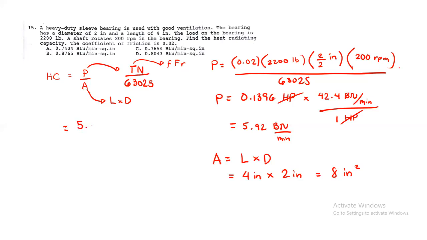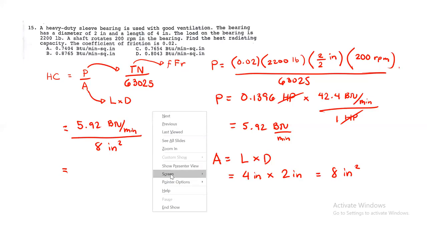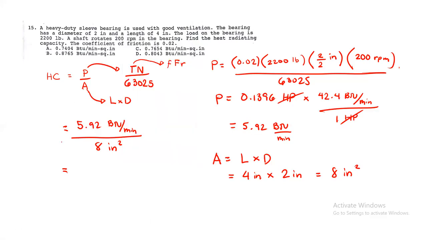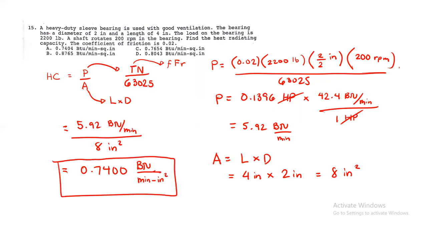Substitute natin dito. So, 5.92 BTU per minute per 8 inches squared. Ilan? 5.92 divided by 8 is 0.7400 BTU per minute per inches squared. So, very easy, no? Letter A.